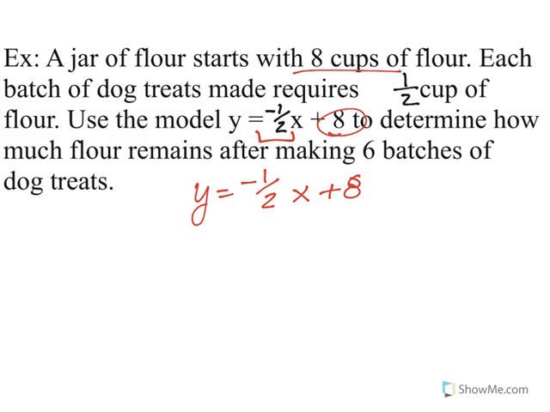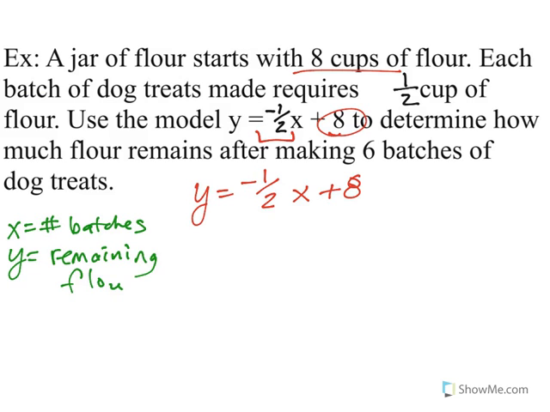I think it's important to recognize the values of x and y. So x is the number of batches of dog treats. And if you struggle determining this, think about what the slope represents, right? This is half of a cup of flour per batch. Each batch. That means x is the number of batches that we're making. Okay? All right, so then y is the remaining or the total flour. How much do we have left? Okay, so it tells us 6 batches, so we know x equals 6.